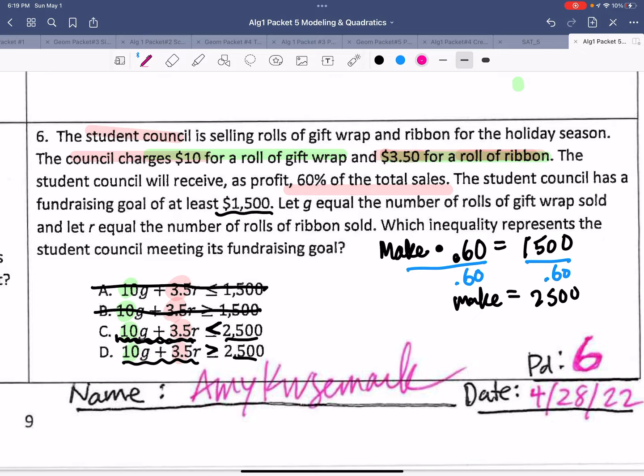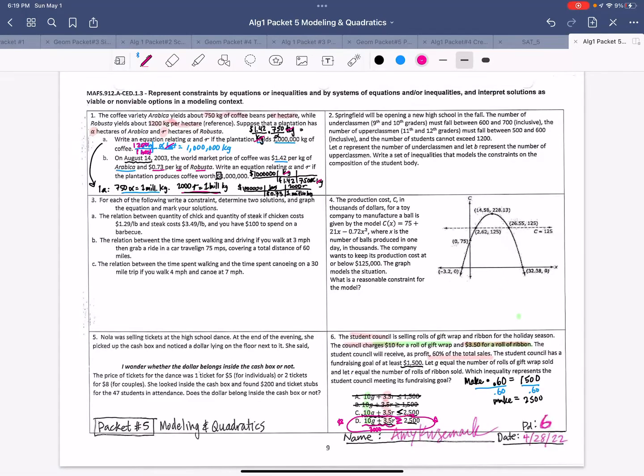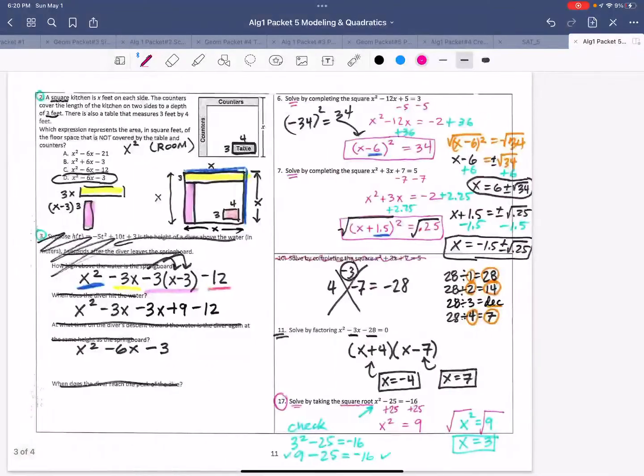Okay, so we know it's okay if you sell more. So if this is what we sell, we need to sell equal to or more than $2,500 worth of stuff. So if this is $3,000 worth of stuff, it's okay if it's more. So I'm definitely settling on D. Okay, so we answered a couple questions on this learning goal. Now let's find one on this other learning goal.